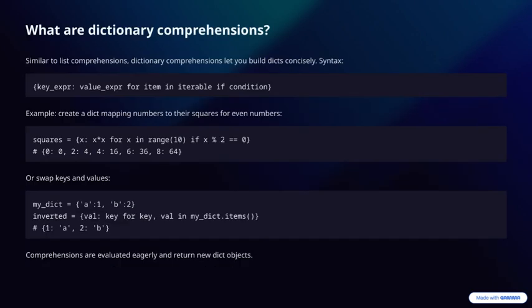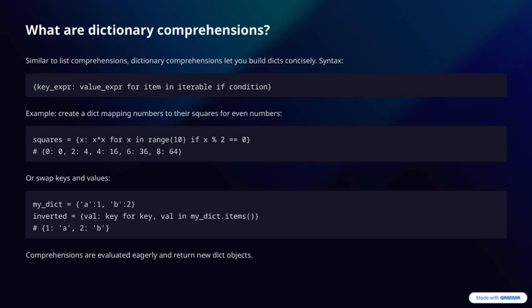Dictionary comprehensions are evaluated eagerly, which means they are computed immediately, and they return new dictionary objects. For example, if you have a dictionary like my_dict with keys A and B and values 1 and 2, you can invert it by swapping keys and values using a comprehension. inverted equals val: key for key, val in my_dict.items(). This creates a new dictionary where the original values become the keys, and the original keys become the values.